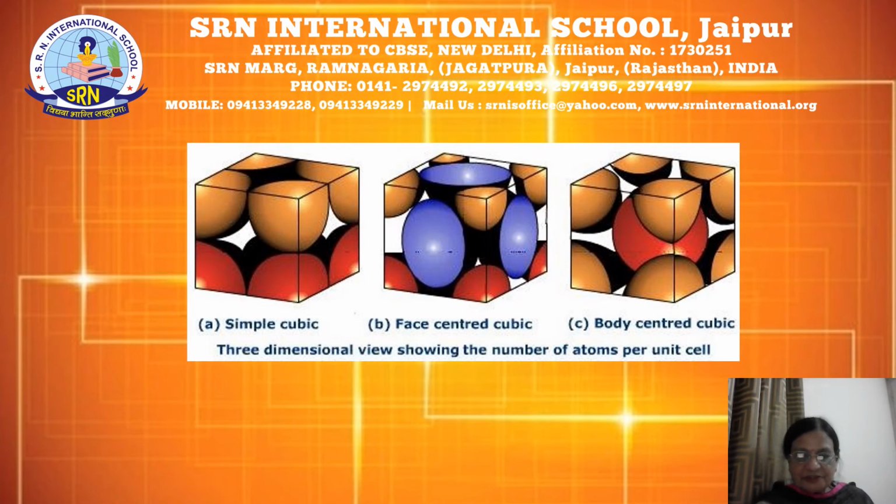The three-dimensional view showing the number of atoms per unit cell is seen as: in simple cubic unit cell it will be 1, in face-centered cubic unit cell it will be 4 atoms, and in body-centered cubic unit cell it is 2 atoms. So Z equals 1 for simple cubic, Z equals 4 for face-centered, and Z equals 2 for body-centered.